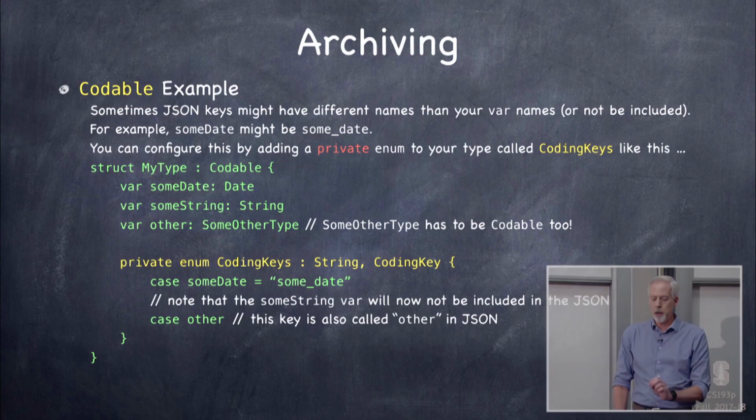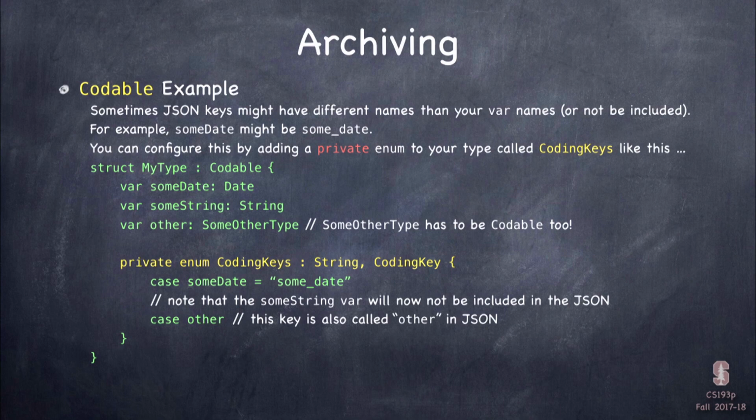In JSON, for example, the keys usually don't have camel case, like some capital D data like we do for our variables. Usually the words are separated with underbar, like some underbar date. So we can easily change the keys that are generated when we use that JSON encoder by adding a private enum called coding keys, which is a string type enum, and it has to implement the protocol coding key.